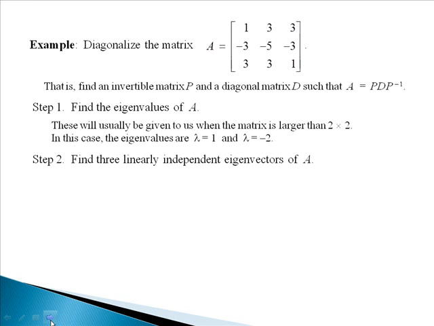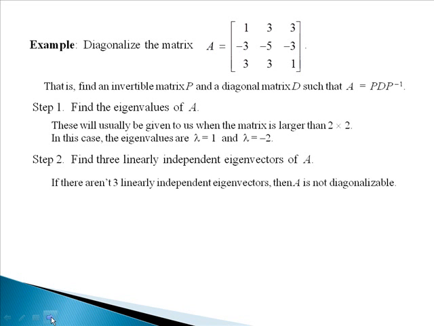Now for step 2, we need to find 3 linearly independent eigenvectors of A. If there aren't 3 linearly independent eigenvectors, then A is not diagonalizable. So the method of section 5.1 produces a basis for each eigenspace.